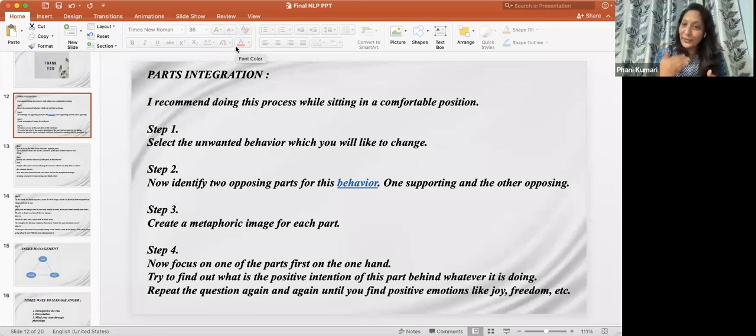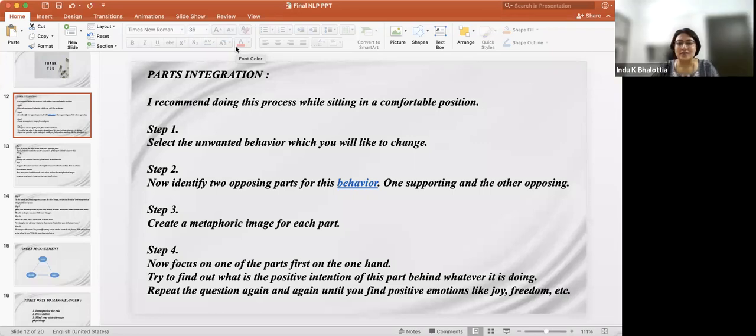No, don't choose the anger, because we are going to the next topic, anger management. So don't choose the anger. Let's go with another choice.